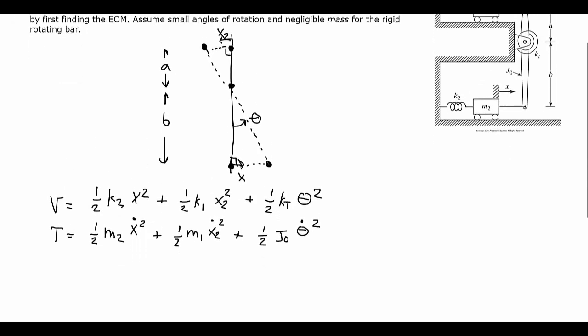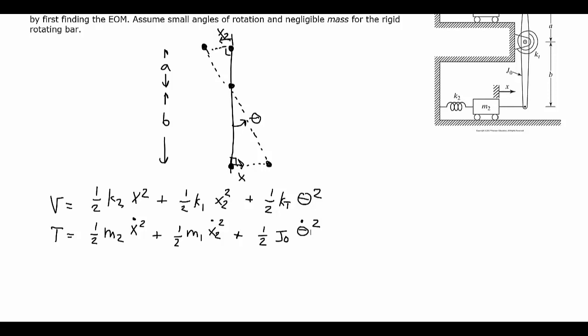Okay, so at this point we have our V, we have our T, but we have a mixture of the degrees of freedom that they're expressed in. There's an x, there's an x2, there's a theta. But we need everything in x before we can find the equation of motion, because we can only do our partial differentiation with respect to one independent degree of freedom. So we're going to need to establish some geometric relationships between the two degrees of freedom we need to eliminate in these equations and the one we want, x.